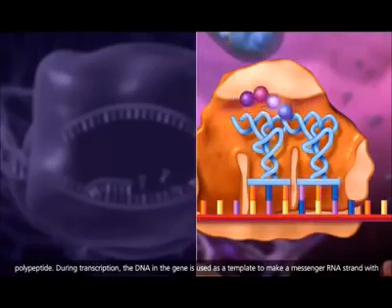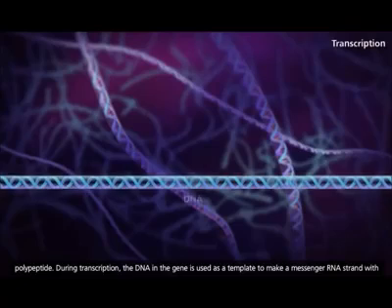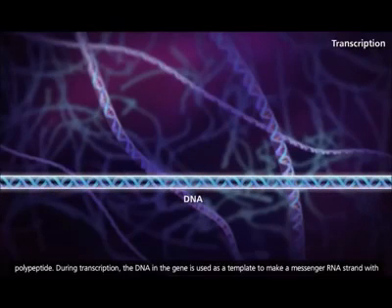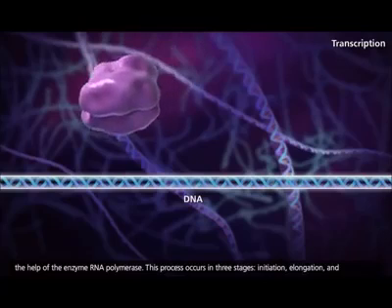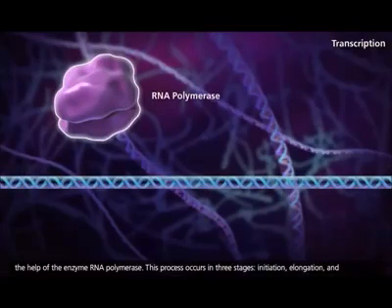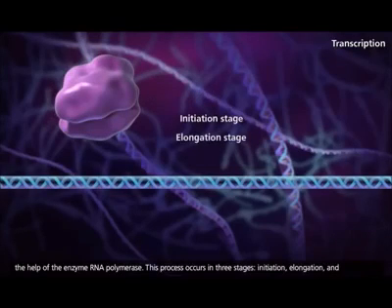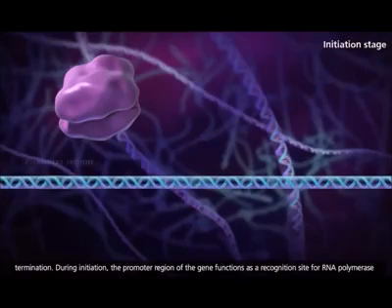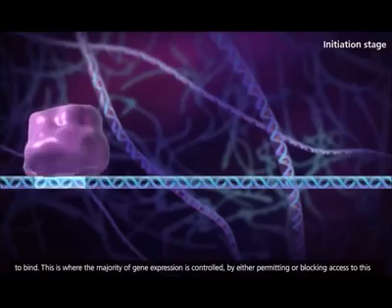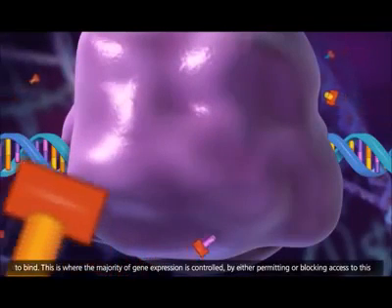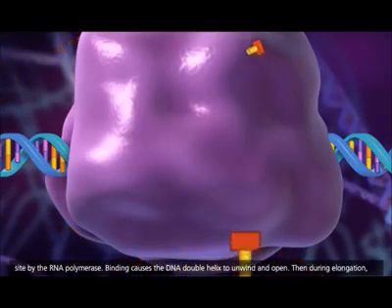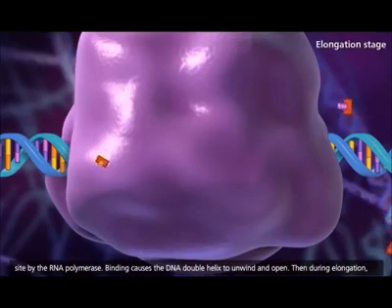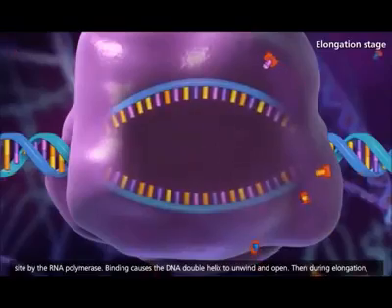to make a polypeptide. During transcription, the DNA in the gene is used as a template to make a messenger RNA strand with the help of the enzyme RNA polymerase. This process occurs in 3 stages: initiation, elongation, and termination. During initiation, the promoter region of the gene functions as a recognition site for RNA polymerase to bind. This is where the majority of gene expression is controlled, by either permitting or blocking access to this site by the RNA polymerase. Binding causes the DNA double helix to unwind and open.